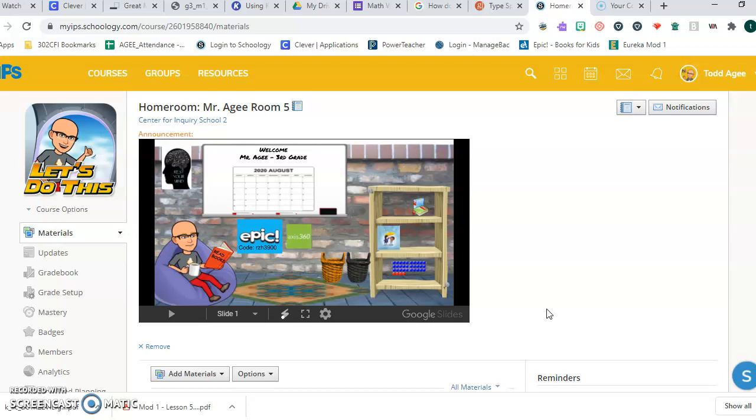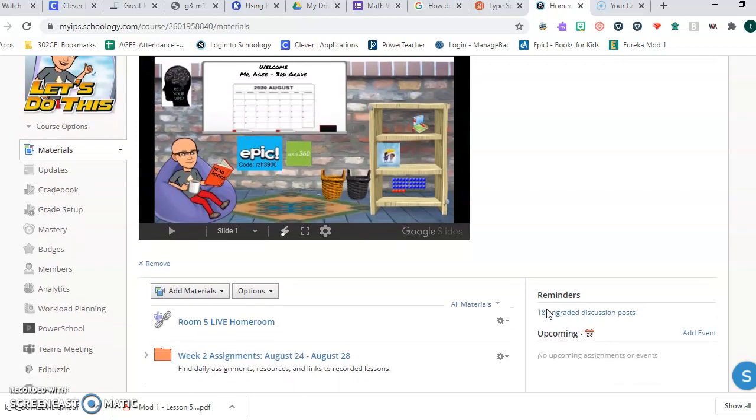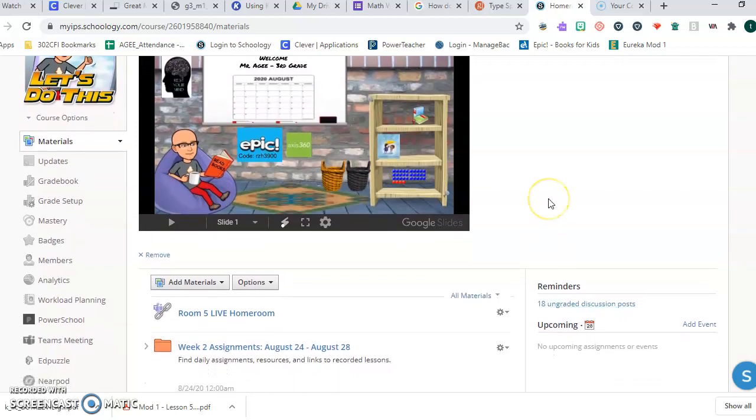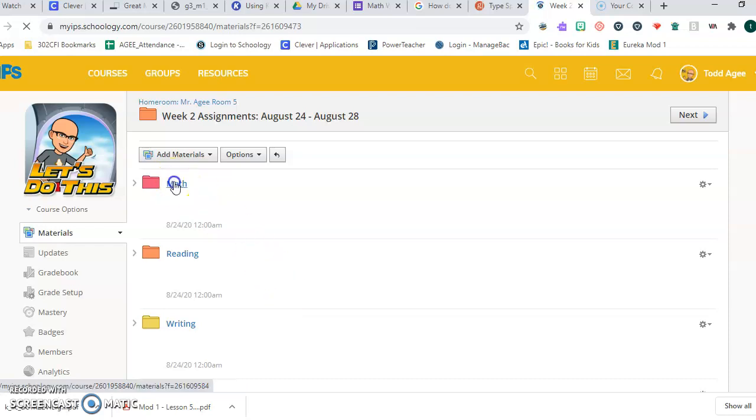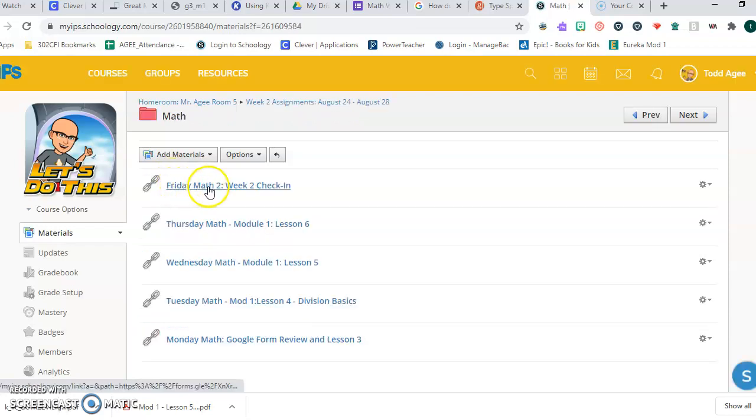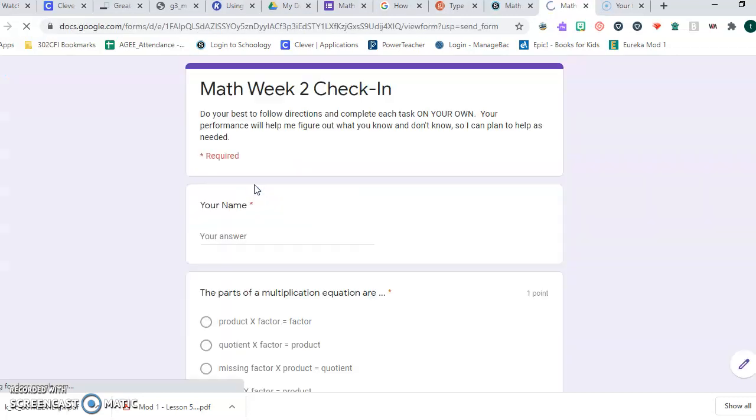So the first thing you're going to do is access the, I'm sorry, the week 2 math check-in. So you need to go to week 2 assignments, go to the math folder, and click on this Friday Math 2 week 2 check-in link, and it brings you to the week 2 check-in. And it tells you right up front, do your best to follow directions and complete each task on your own. Your performance will help me figure out what you know and don't know so I can plan to help as needed.